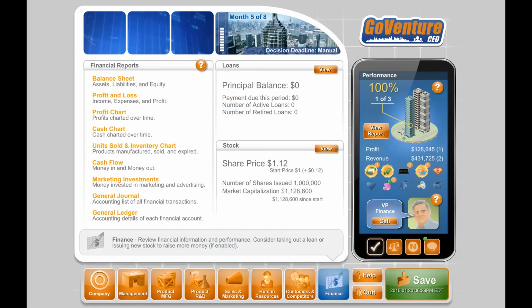Once you have made your decisions, you must save them. If you do not save, most of your decisions will be lost. To save your decisions, click the green Save button. Depending on how your simulation is set up, you may see a green Save or a green Go button here. Go ahead and click it.